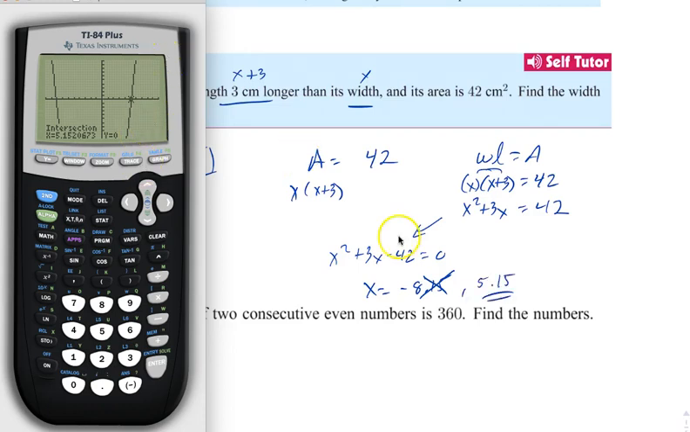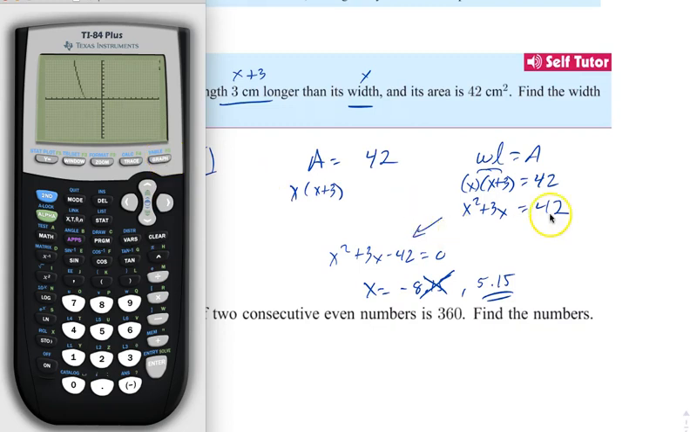So that's one way to do it: set equal to 0, y1, y2, graph it that way. You could also graph it over here, y1, y2. If I go back to my equation here and delete this part of it and make this one 42, I could graph it.